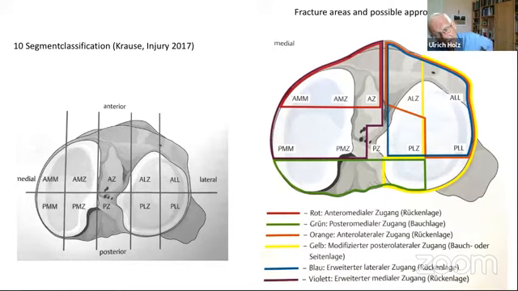Here is another classification which came up only recently with 12 segments. I think this is a little bit too much for an ordinary orthopedic surgeon. But what he wants to say is that each of these segments should have different thoughts according to the approaches. And in this schema, you see that most of the fractures can be approached with the patient in supine position. Prone positions with posterior approaches are very rare. Most of them you can tackle in a supine position.